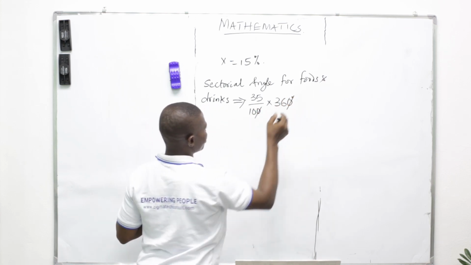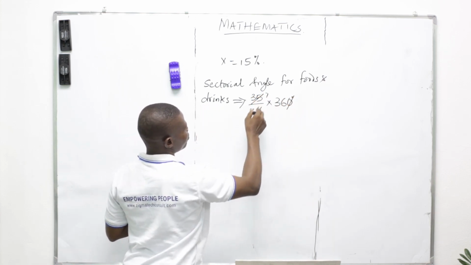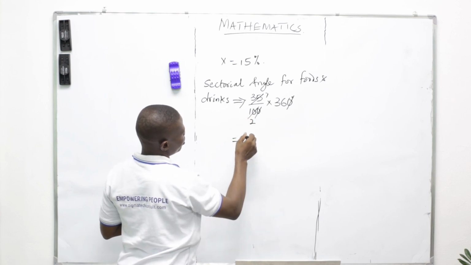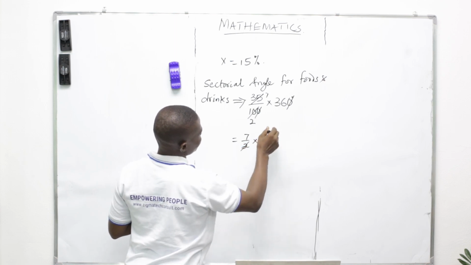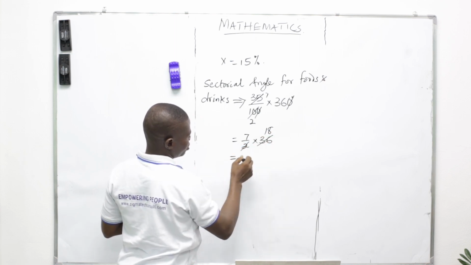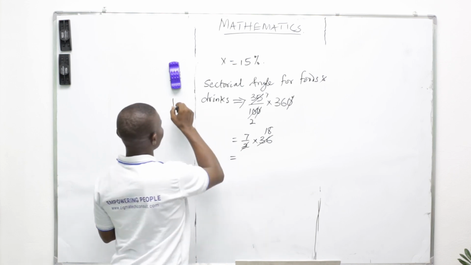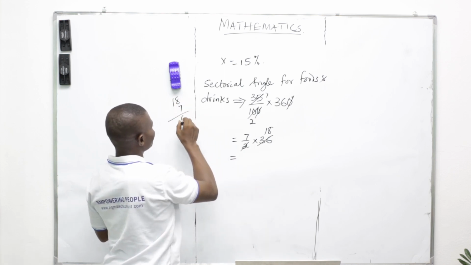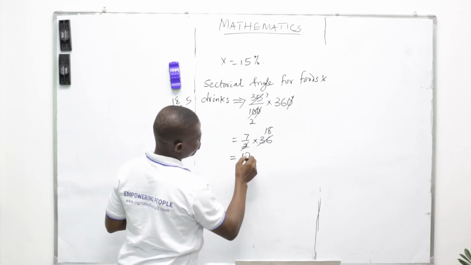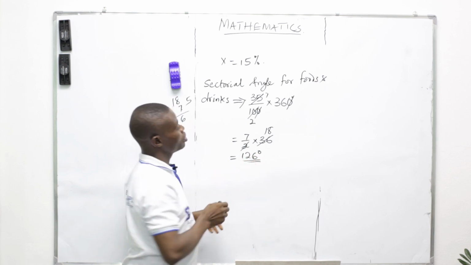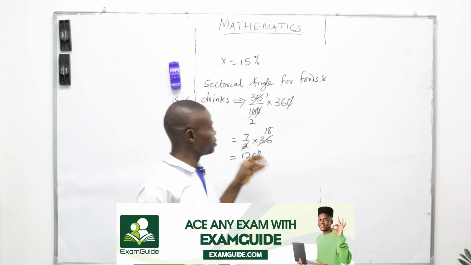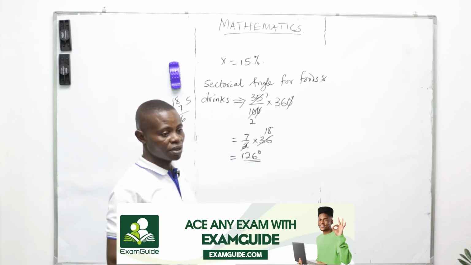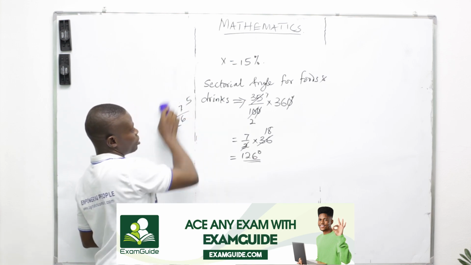0 here, 0 here, 5 here, 7, 5 here, 2. That is 7 over 2 multiplied by 36. This is 18. 18 times 7 is 126 degree. The sectorial angle for food and drinks is 126 degree.